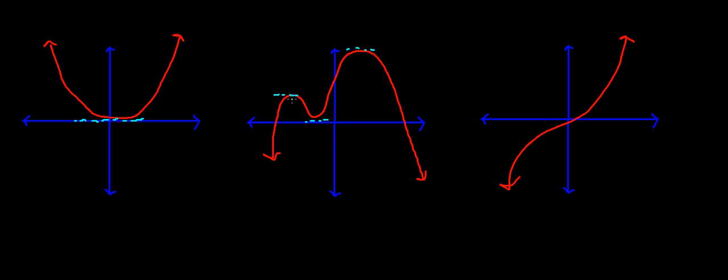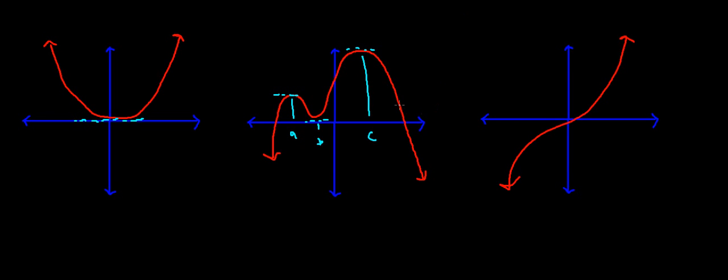Let's call these A, B, and C. C would be considered my absolute maximum because it is the highest point on the graph anywhere. A would be considered a local maximum, and B is a local minimum because while it is a minimum value, this function continues to go in the negative direction both ways. So it's not an absolute minimum.